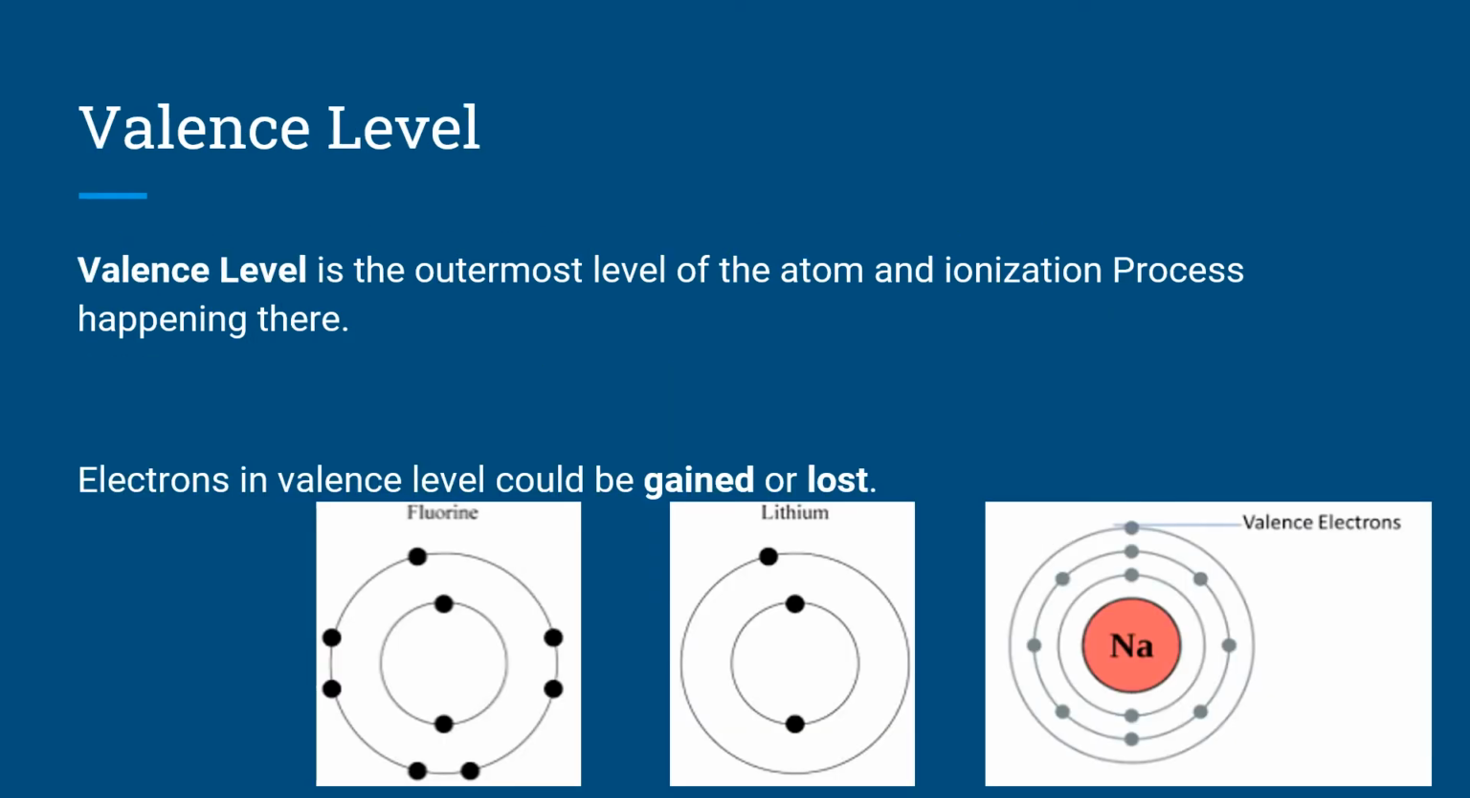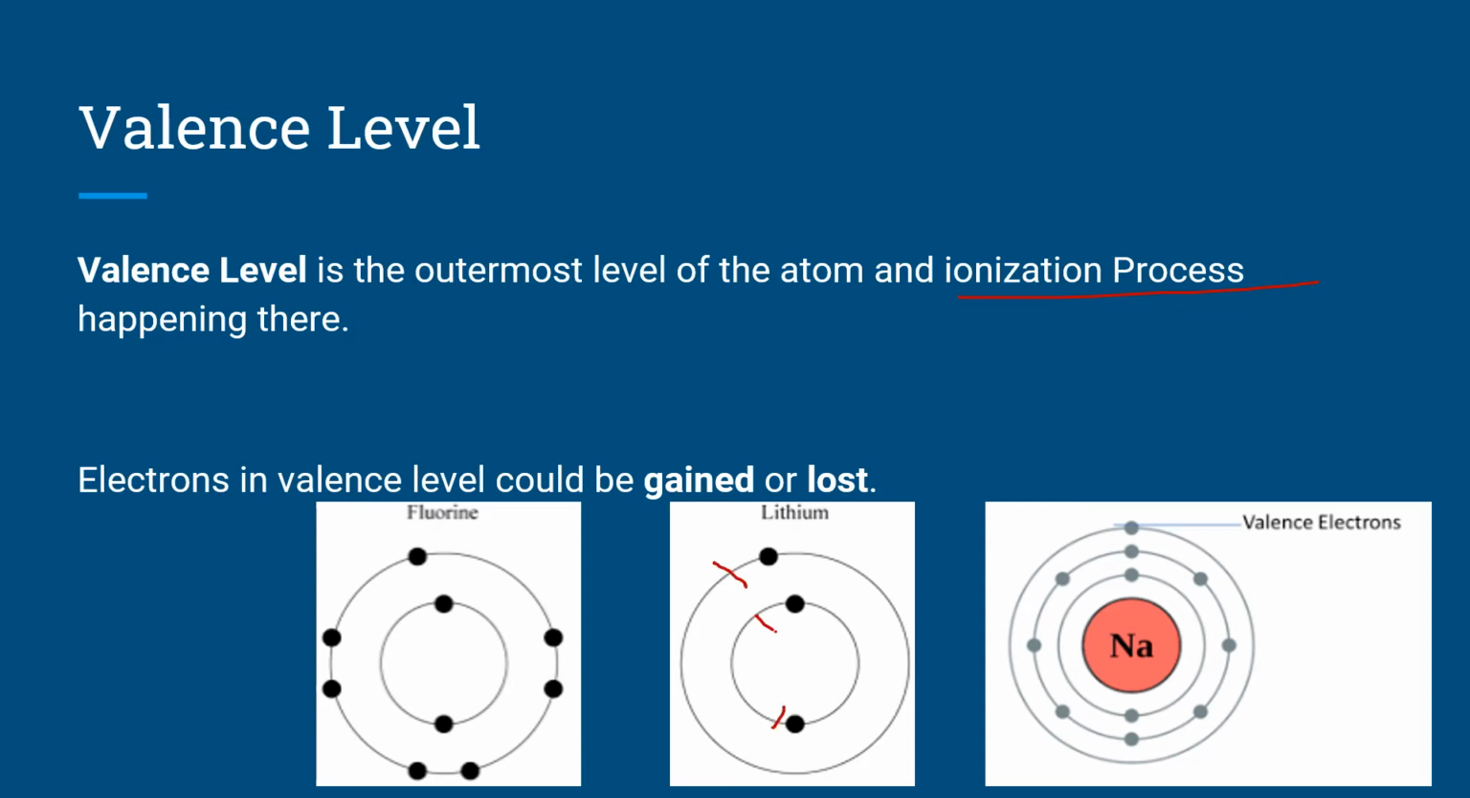So let's understand what the valence level is. The valence level is the outermost level of the atom, and the ionization process happens there. Okay, it is the outermost level. An electron in the valence level could be gained or lost. As in the previous example I told you, here we have lithium. Lithium has 3 electrons. So the first level has 2, the second level has 1.